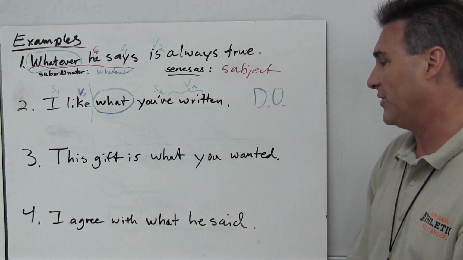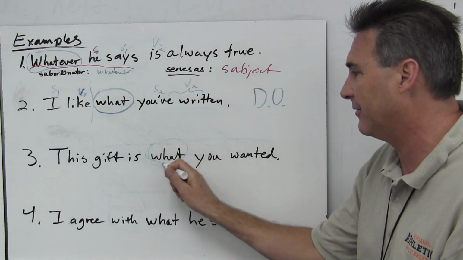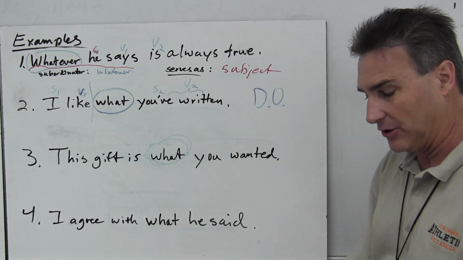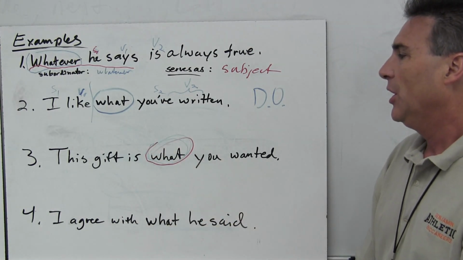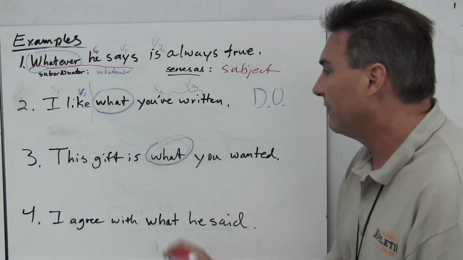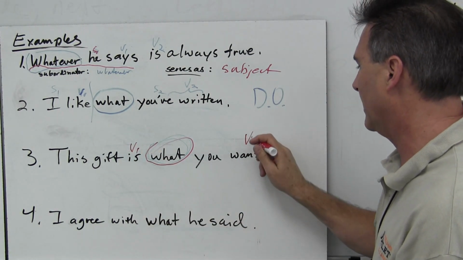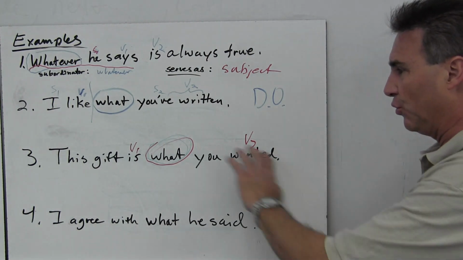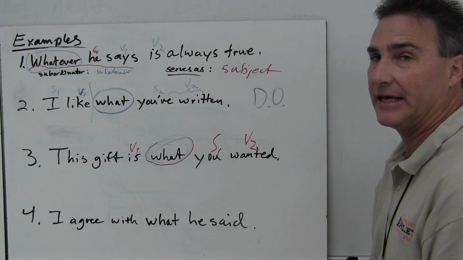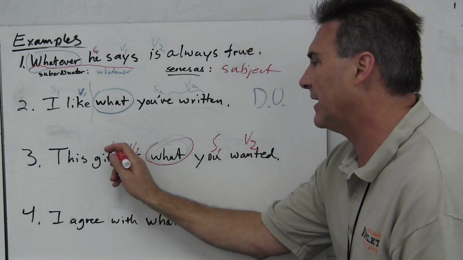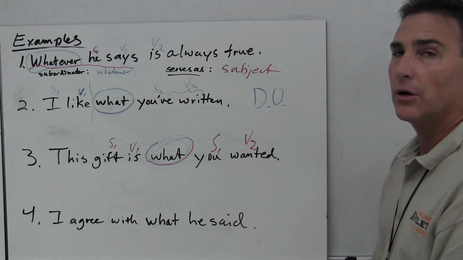This gift is what you wanted. All right, again, we can see what looks like a subordinator there. We can take a closer look at that a little bit. And again, I think I will permanently switch to red here. All right, let's look for our verbs. Verb 1 is. Verb 2, wanted. What's the subject of verb 2, working backwards? You. You want it. What's the subject of is? Gift, right? So gift is and you want it are our two clauses.